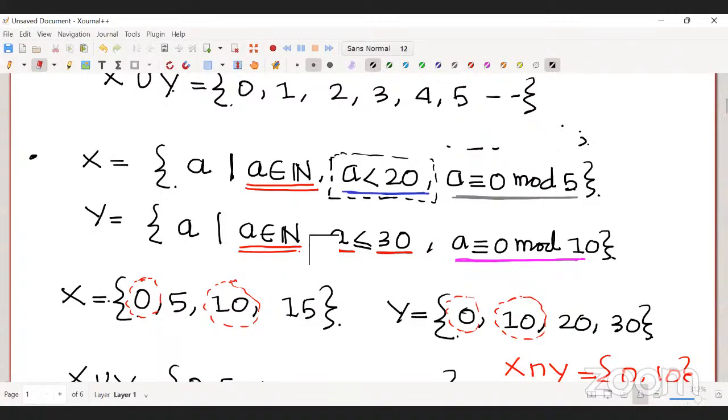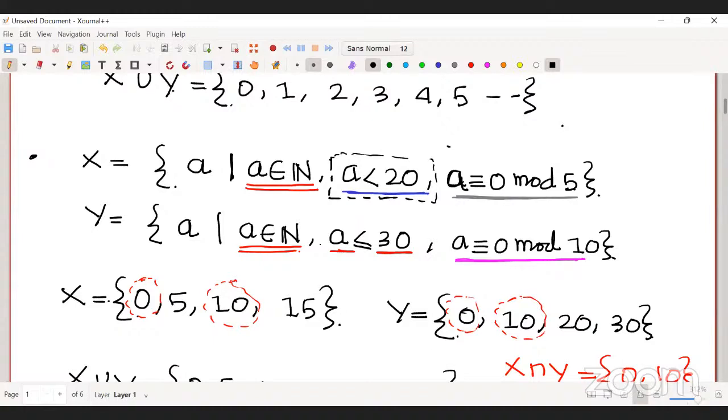No, this is not 0 mod 5. This is a mod 5. a is congruent to 0 mod 5. Yes, sir. And the answer for 0 mod 5 is equal to 0. So let me go back and do it from the beginning.